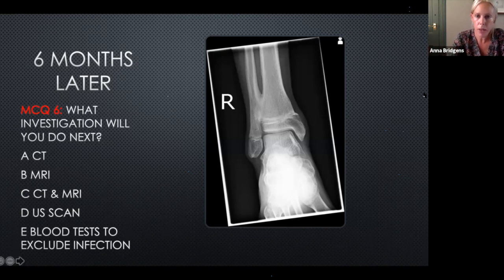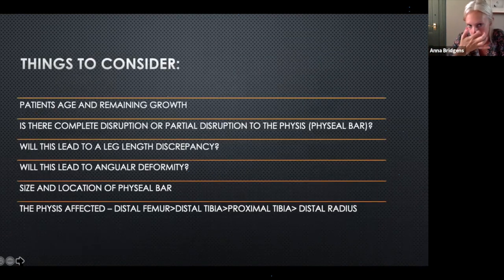So we know that he's got a complete physeal arrest and he is 12 years old. So the things that we need to think about are his age, how much growth he's got left, and is there complete disruption or partial disruption of the physis? So I've just said that there's complete. So will this lead to a leg length discrepancy? Yes, likely, because he's only 12.